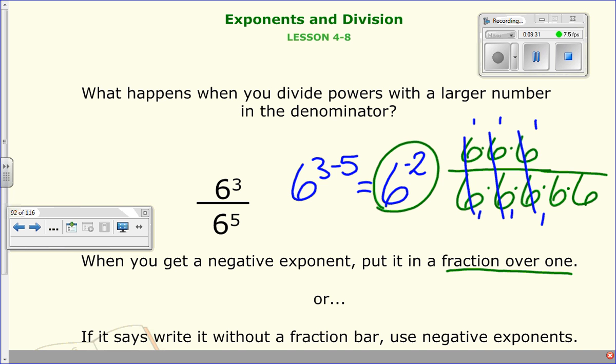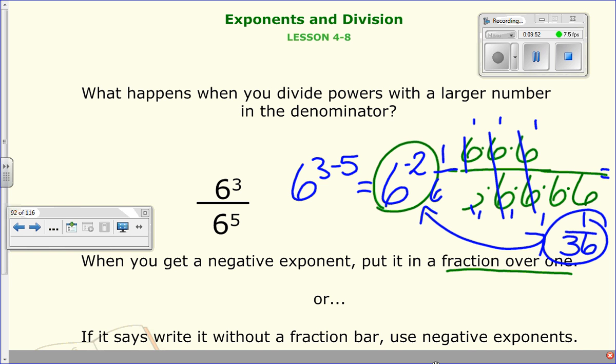Well, I'm left with 1 times 1 times 1, which is 1. And then I'm left with 1 times 1 times 1 times 6 times 6. Well, hey, that's 1/36. These are the same answers. When you have a negative exponent, that means you write it as a fraction over 1. So you switch it, so we have a factor of 1, or a number 1 at the top, and then you rewrite the exponent on the bottom, but that -2 turns into a +2.